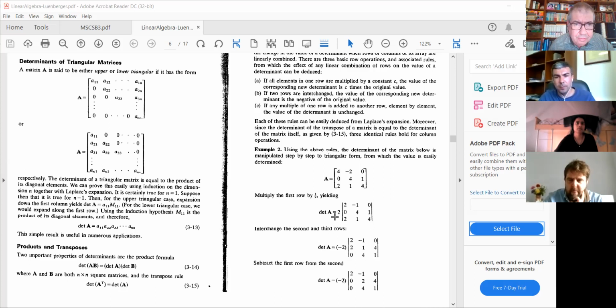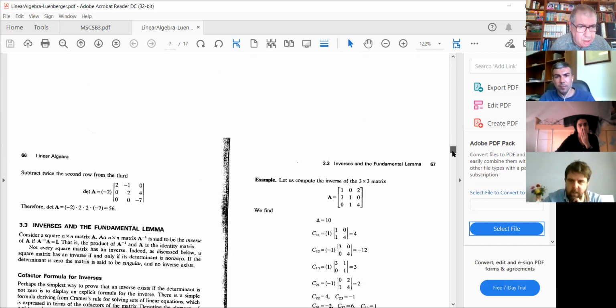Okay, so according to the rule, when you multiply by a constant C, the value of the corresponding new determinant is C times the original value. So you have to divide it. Yes, you multiply by 1/2, you have to multiply by 2, and that's the 2. Oh, but why do we have to multiply by 2 here? The idea is you triangularize the matrix.